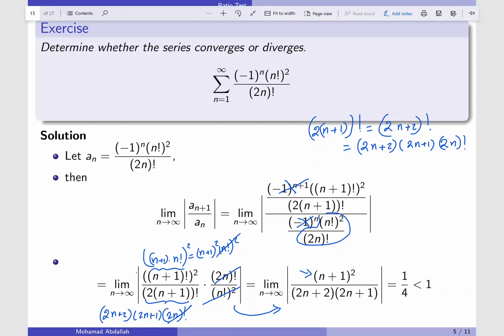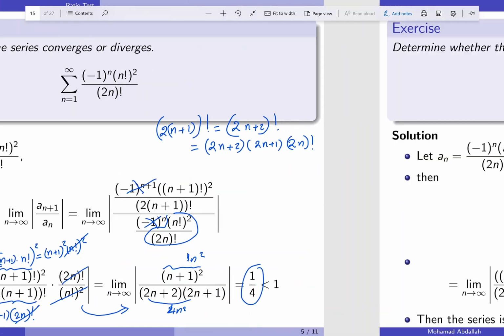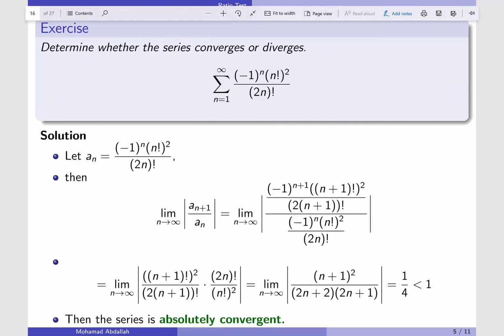Now you can see that you have a rational function here. You're taking the limit of a rational function. The leading term on the top, if you expand this, is n squared. The leading term on the bottom, when you multiply, is 4n squared. Because they have the same degree, the limit will be the ratio of the coefficients, 1 over 4. Now this 1 over 4 is the limit L. It's less than 1. So the series is absolutely convergent.